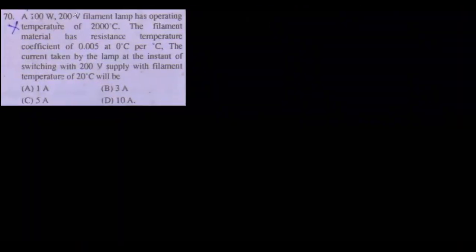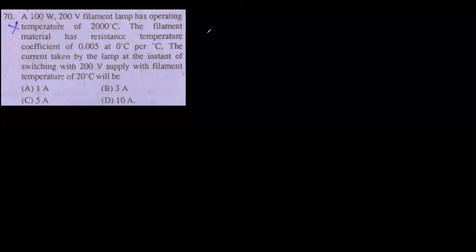Okay, next MCQ: a 100-watt, 200-volt filament lamp has an operating temperature of 2000 degree. The filament material has a resistance temperature coefficient of 0.005 at 0 degree per degree. The current taken by the lamp at the instant of switching on with a 200-volt supply, with filament temperature of 20 degree, will be 1 ampere, 3 ampere, 5 ampere, or 10 ampere.